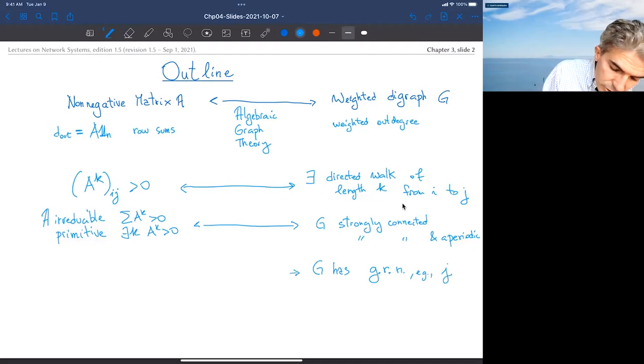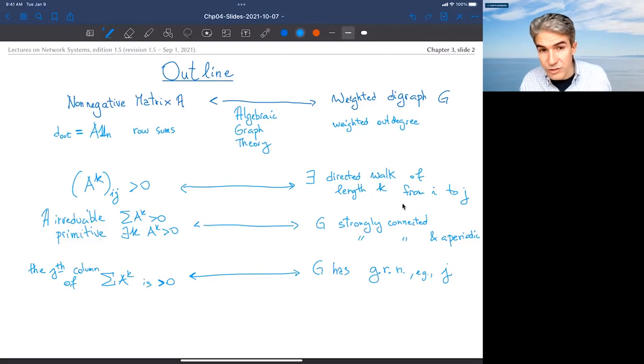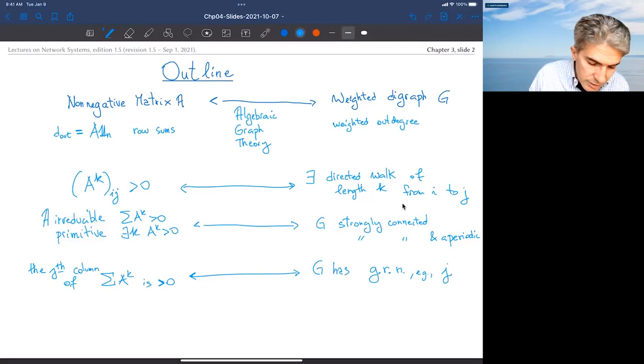What does that correspond to? Well, we will see that it corresponds to the jth column of the sum of A^k being greater than zero. So you don't need the entire matrix to be positive, but you just need the column to be positive. And while I'm at it, let me just remind you, this summation runs from zero to n minus one.